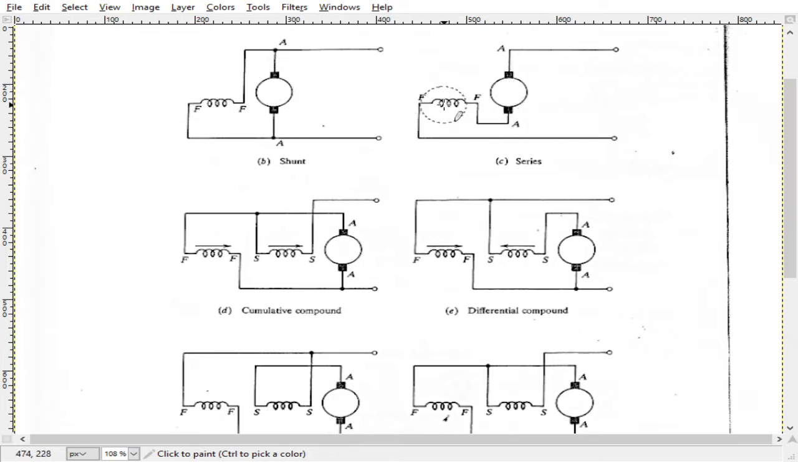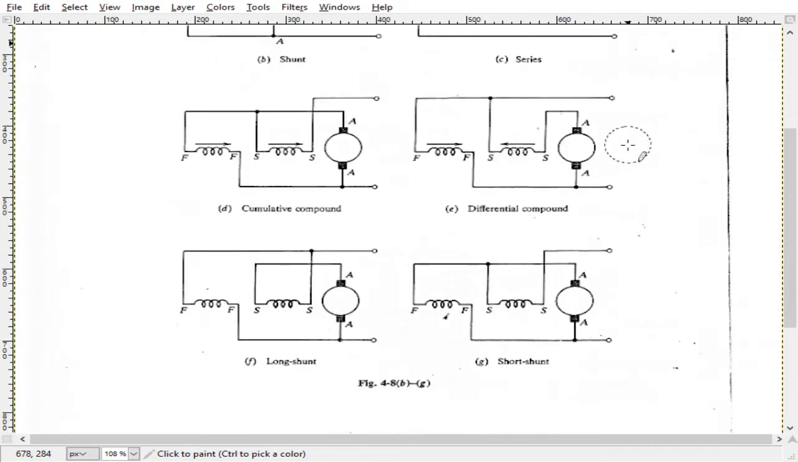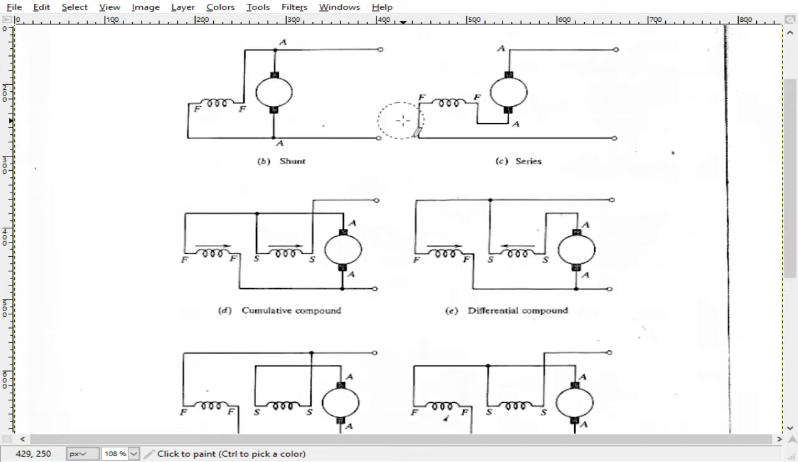All right. So this is the series connection, and here is called a cumulative compound. So notice that what happens here is you have a winding for the field that's in parallel or shunt with the armature, but you also have a winding that's in series. So that's why it's called a compound, because it incorporates both this and this. Now the construction is different, and we can talk about that another day, but essentially this is the way the windings are arranged, and this is called a differential compound.